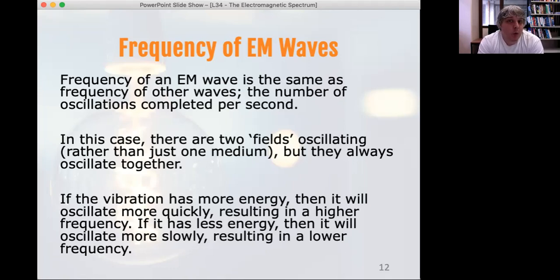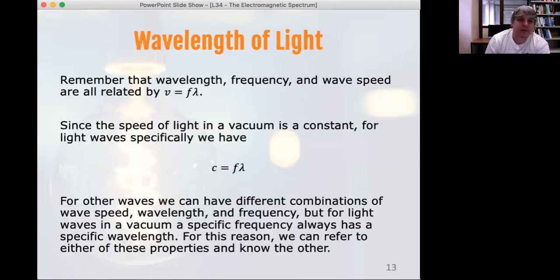If the vibration has more energy, then that means it's going to oscillate a bit more quickly, and we're going to get higher frequency. So higher frequency is higher energy. Lower energy is lower frequency. So the frequencies change. Remember, the speed is always the same, but the frequencies change. Because the speed's always constant, if the frequency changes, then the wavelength must be changing as well. So a higher frequency will have a lower wavelength, right? A shorter wavelength. Saying lower is confusing. A shorter wavelength. A lower frequency will have a longer wavelength.